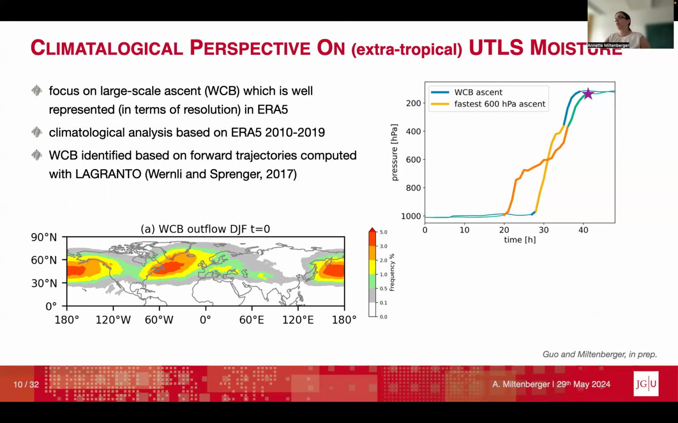So if you look at the distribution where we find those outflow air masses on a map, so the position of the trajectories where the purple star is, then we see they are centered in the storm track regions of the Northern Hemisphere. So we didn't look at the Southern Hemisphere, but for the Northern Hemisphere, they peak in the storm track region.